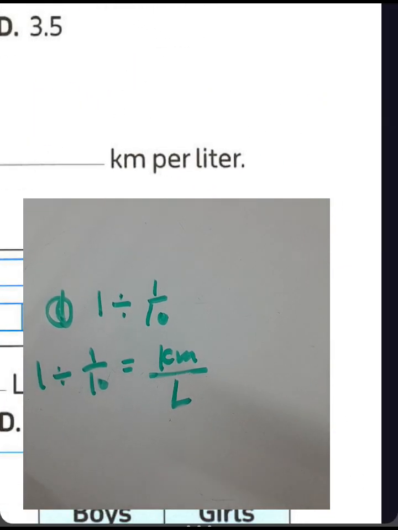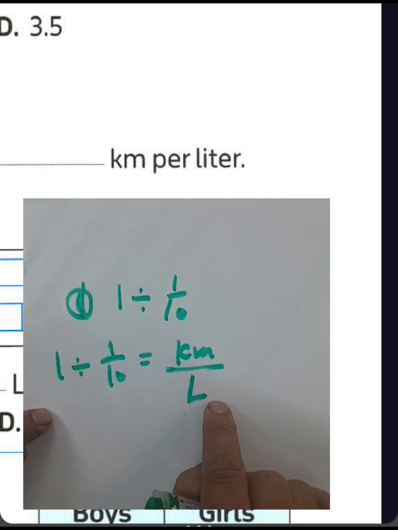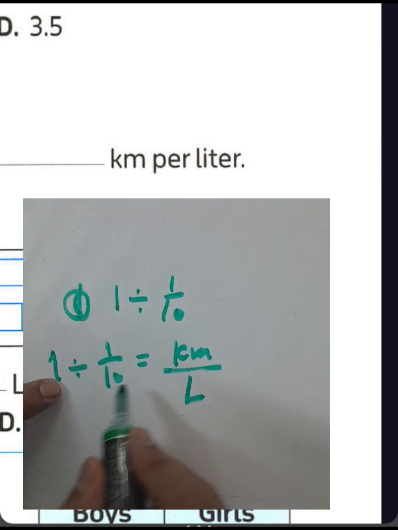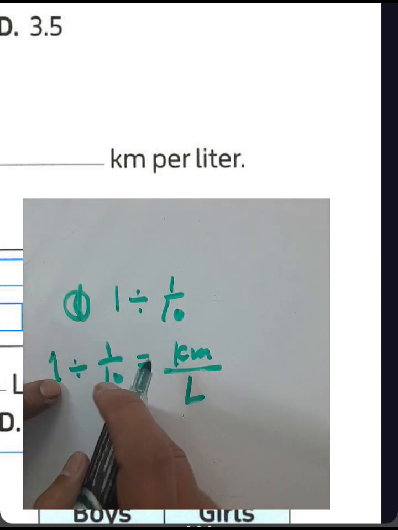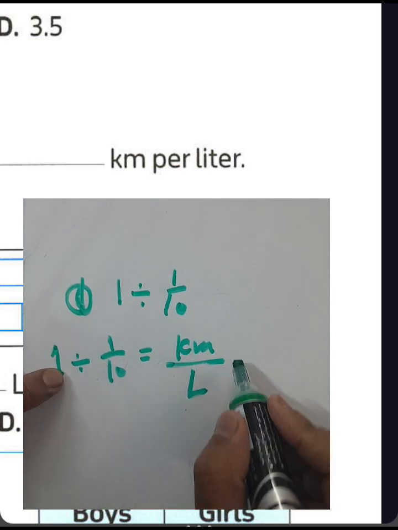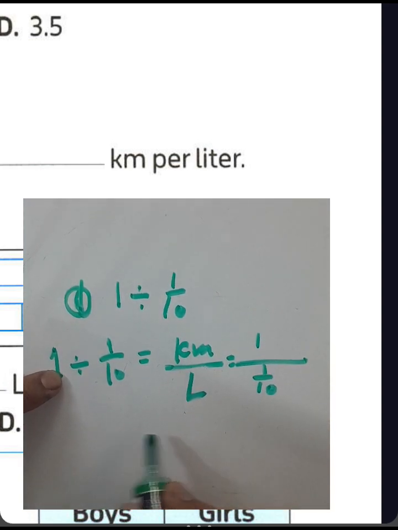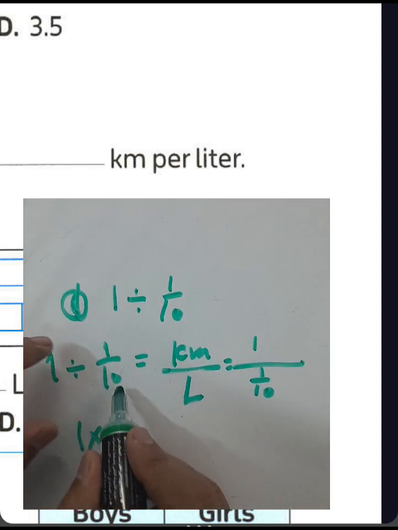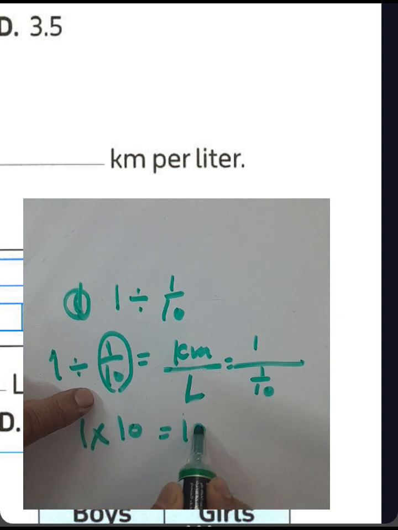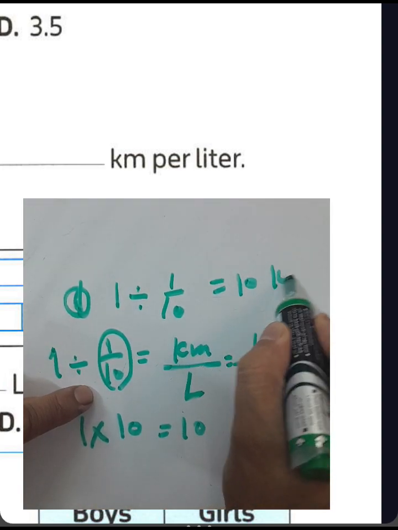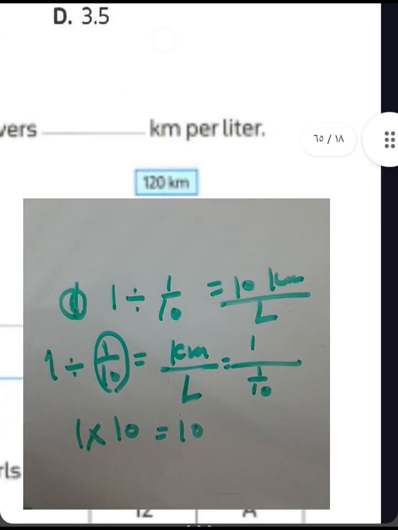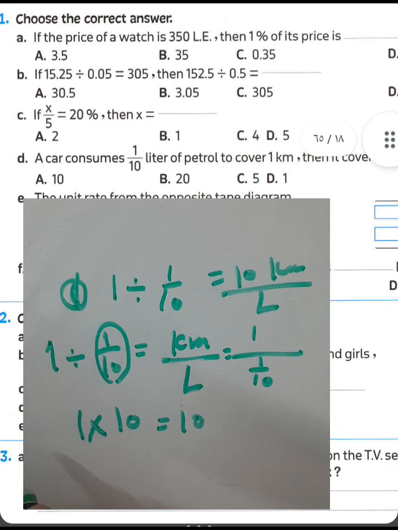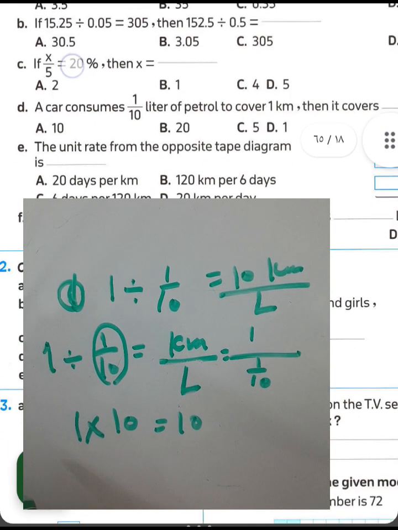When you want to find the result, look at the units. Kilometer per liter means dividing the number of kilometers by the number of liters. This car gets 1 kilometer by using 1 over 10 liter. Then you must divide 1 by 1 over 10. You can solve it by writing 1 and converting from division to multiplication, writing the reciprocal of 1 over 10, which is 10. Then the result will be 10 kilometer per liter. The result is 10. About letter D, choose letter A. Understood?